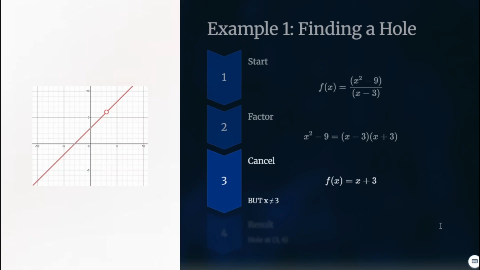That is the equation of a line. But the function is still undefined when x equals 3 because that will make the denominator 0. So in this case, we'll have the equation of x plus 3, but there will be a hole at the point 3, 6 because the function is undefined at that point.